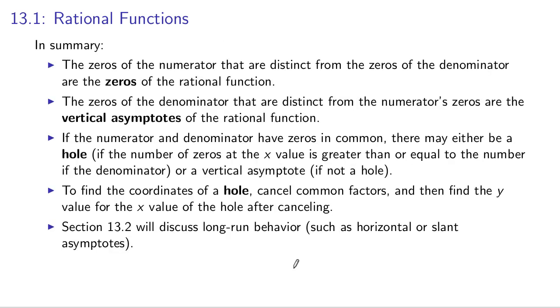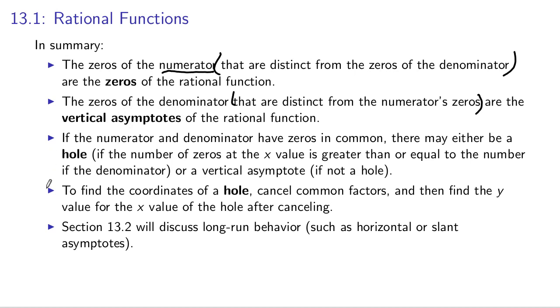In summary, the zeros of the numerator that are distinct from the zeros of the denominator are the zeros of the rational function. So we don't get a 0 when we have a hole, but otherwise we have a 0. So that's what tells us the zeros of the overall rational function are the zeros of the numerator. The zeros of the denominator that are distinct from the numerator's zeros are vertical asymptotes of the rational function. So in general, the denominator zeros tell the vertical asymptotes.